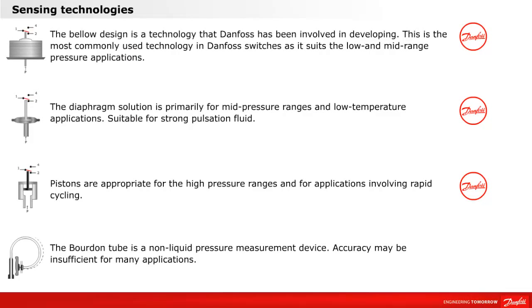Here are four of the most common technologies used in pressure and temperature switches. Danfoss uses three of these element types: bellows, diaphragm, and spring-loaded piston. These are indicated by the Danfoss logo. Most Danfoss controls use the bellows technology.